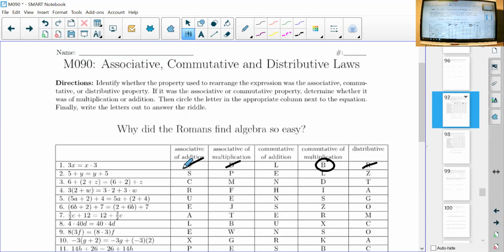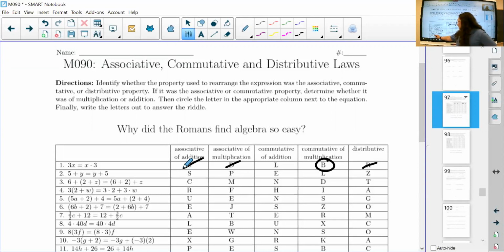Skipping down to, let's look at number 9. 8 times 3f equals 8 times 3f. One little trick that I like to do is if I can say it, ignoring the parentheses, and it sounds the same, it's the associative property, because nothing has moved around except parentheses.